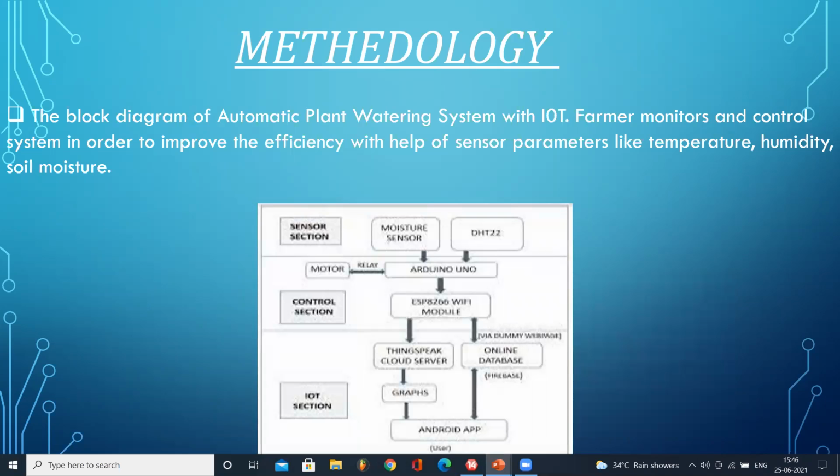Now, this is the block diagram of the automatic plant watering system with IoT. The farmer monitors and controls the system in order to improve efficiency with the help of sensor parameters like temperature, humidity, and soil moisture. Sorry. Please go on to the next slide.